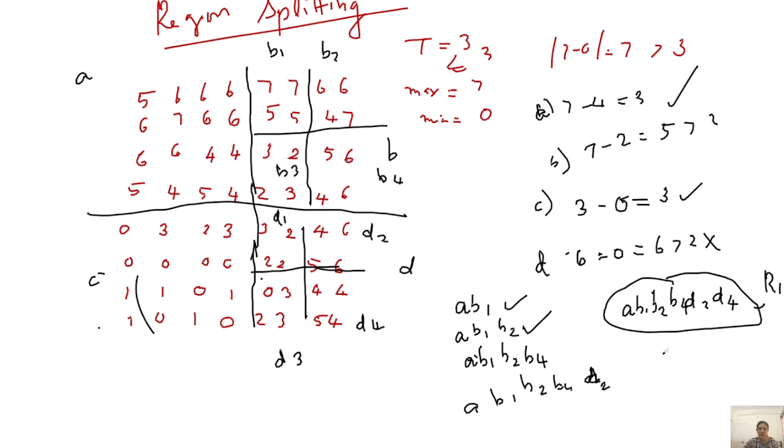And the remaining things, let me see what are the things remaining: A, B3, D1, D3. Sorry, C, B3, D1, D3. So this is coming as another region.